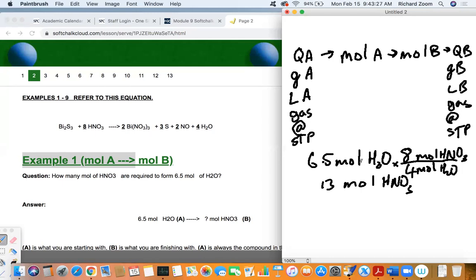Does anybody have any questions so far? So what you should have gotten so far is that when we're dealing with mole relationships, then we're using the coefficients in a balanced equation that's coming along with the problem. And there always will be one of those.